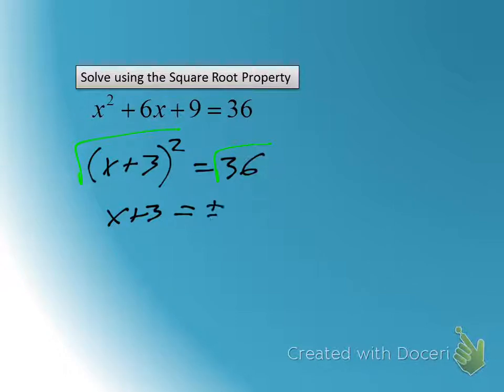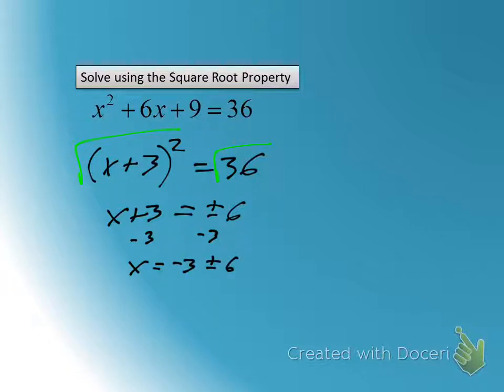Very good. Remember, you're going to get 2 answers here. You're talking about an x squared, so you need 2 answers. That's where your 2 answers come from, that plus and minus. Then you subtract 3. Now here's where you can do this a few different ways. So x equals negative 3 plus or minus 6.